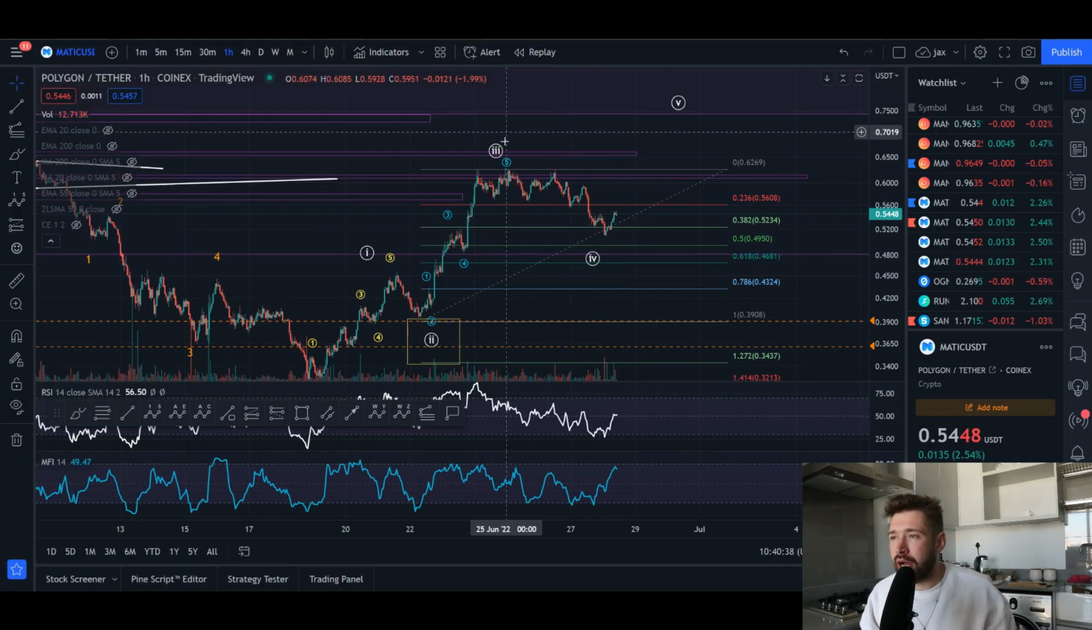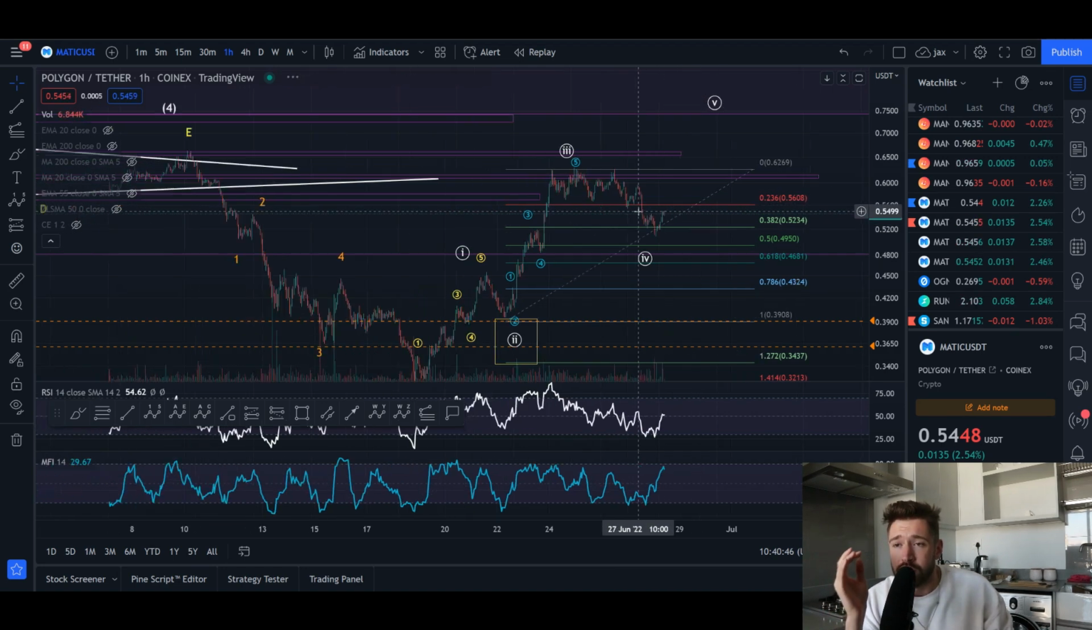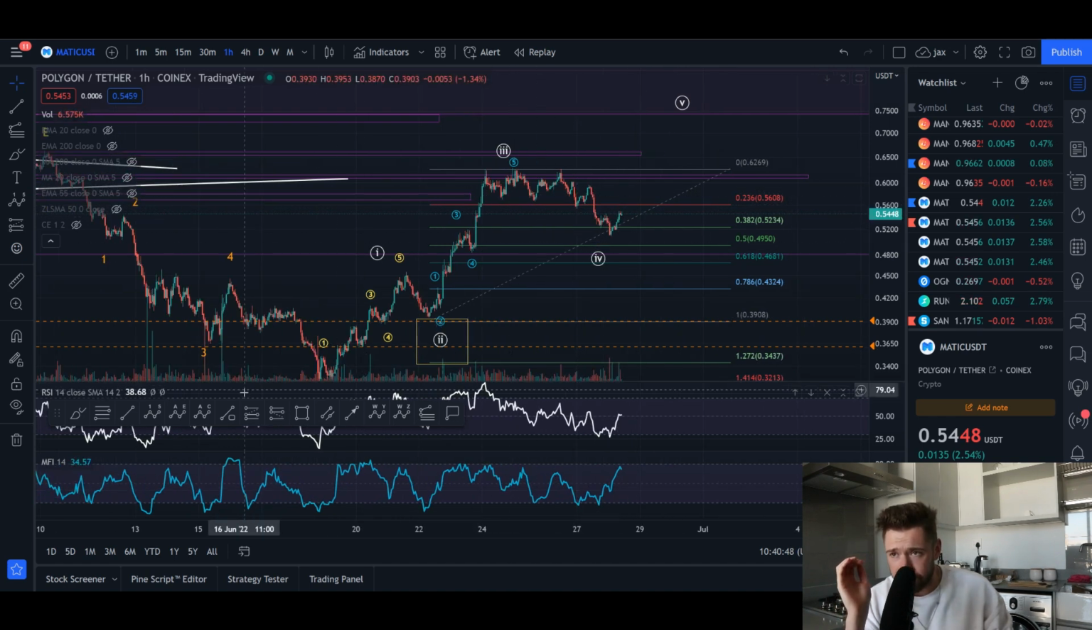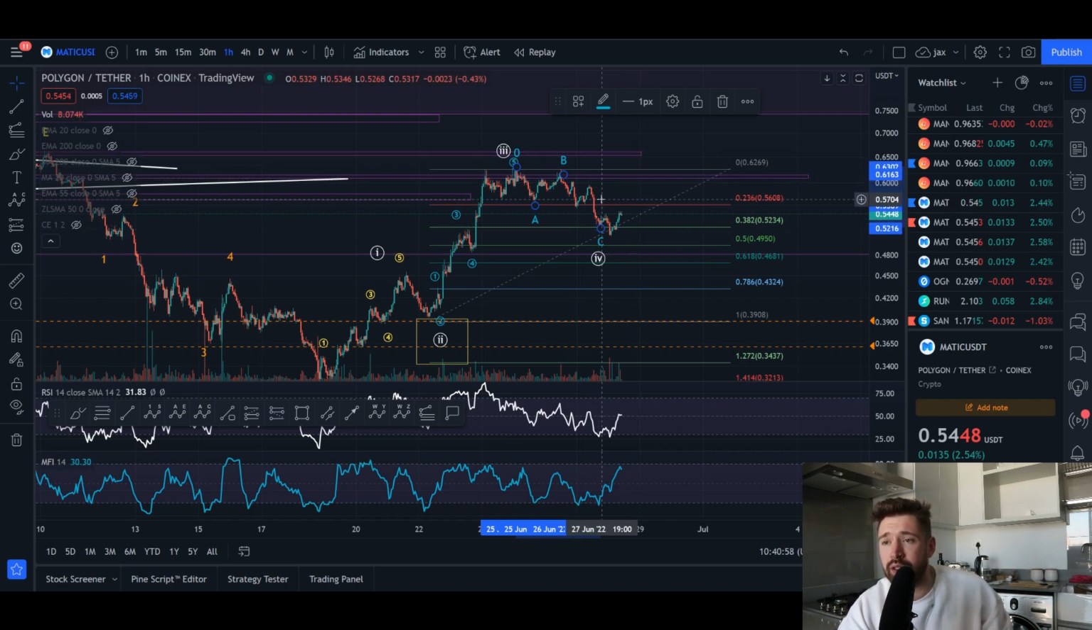Okay, let's hop into Matic. We're going to start here on the 1 hour time frame. So we've been talking about this wave 4 pullback and how a wave 4 comes down usually in between the 0.382 and the 0.5. So we've already hit the 0.382. Looks like we put in a beautiful ABC correction where we come down, we made A, B, and this is your C leg. So we can definitely start to see a bounce from this level.